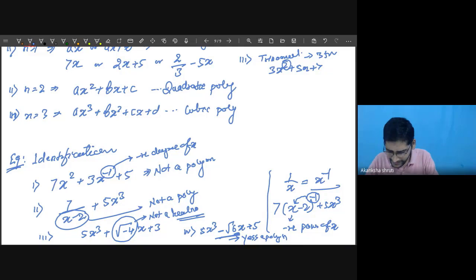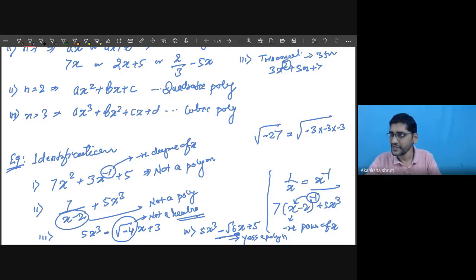But if the minus comes inside, it doesn't matter whether before the root there is a negative or positive sign. But inside the root, if there is some negative sign, then that will not be a real number. But student, keep in mind, if we have the cube root of minus 27, can this be taken out or not? Yes, student, the cube root of minus 27 can be written as minus 3 into minus 3 into minus 3, which is equal to minus 27.